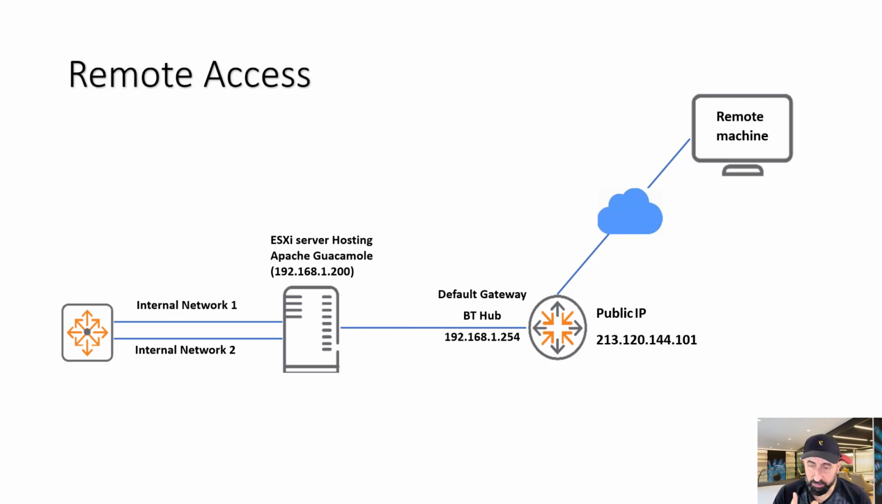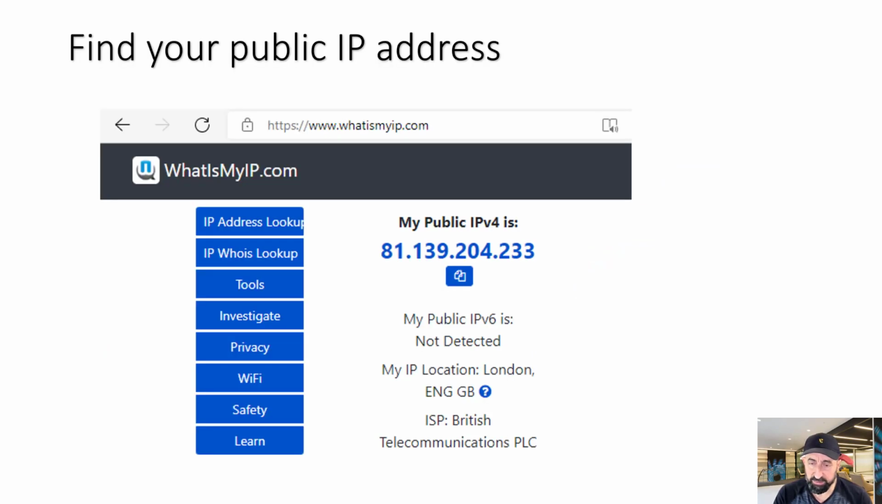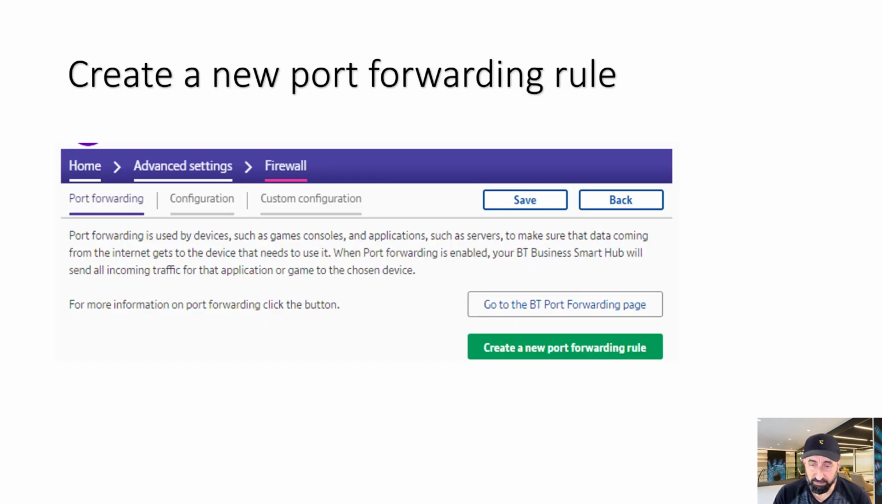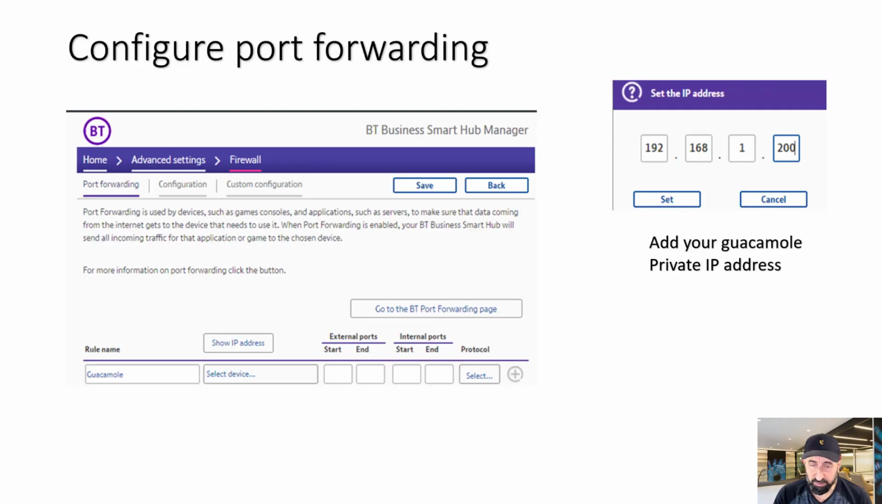The first step you're going to do is to find out what's your public IP, find my IP. So whatsmyip.com is one of the easy ways. You copy that IP, that is a public IP address, after which you're going to use that public IP address in the port forwarding. So you open your BT hub, the one I'm using, and create a new port forwarding rule. In this case, you click on the show IP, you type the IP address.